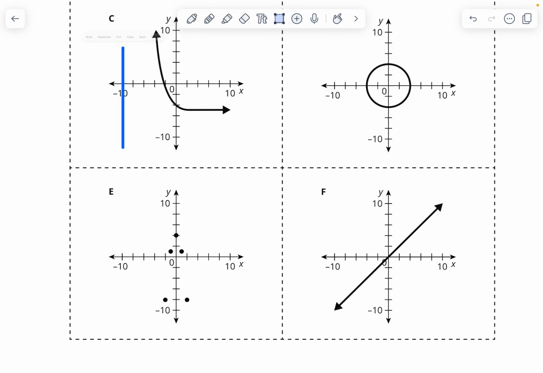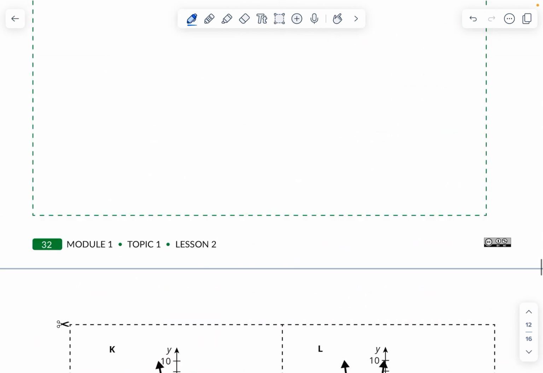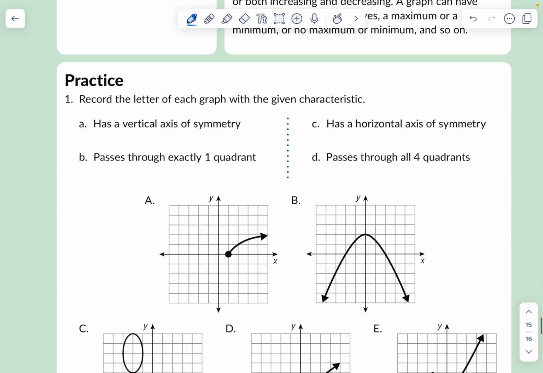For this one, I'm going to get rid of this line. I've got, let me mark again, 1, 2, 3 quadrants. This one, 1, 2, 3, 4 quadrants. This one is in all 4 quadrants. This one is only in 1, 2 quadrants. So looking for things that are similar on each one of these, okay? We're going to go all the way to the end and do the activity.